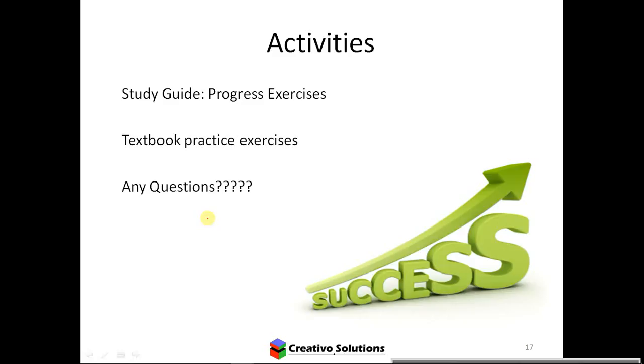Alright guys, so that's the end of this particular module. It's quite theoretical. You will see cash discounts and sales, bad debt, and average investment in receivables coming up at a later stage. So please try some of the study guide exercises, go through the textbook as well, and if you have any questions, you're more than welcome to ask me.